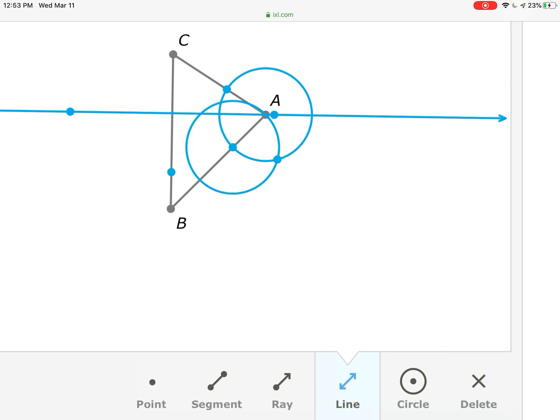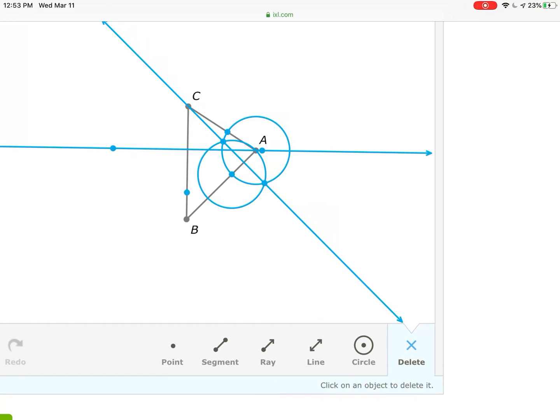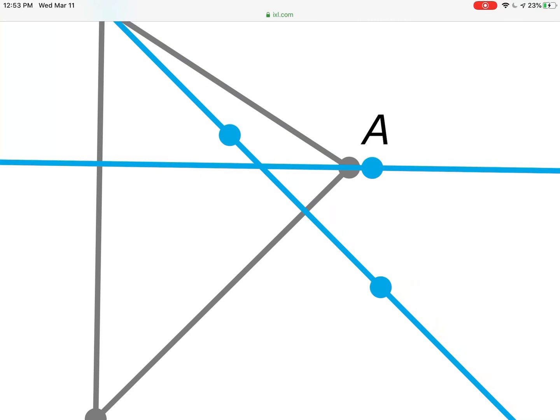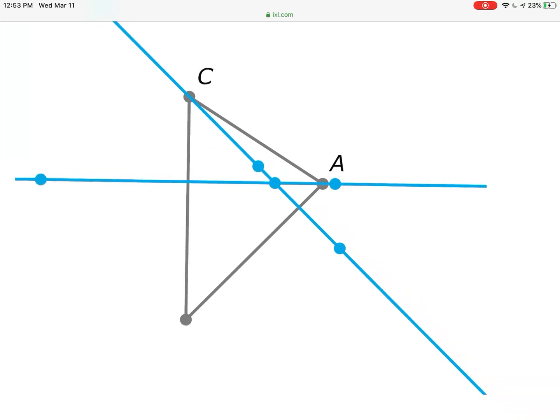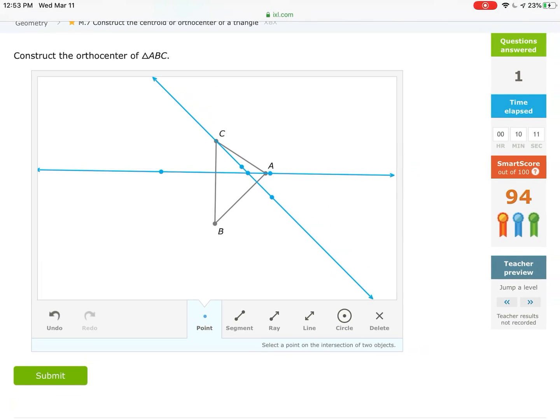Whoops, that's not the one. This one and that one. There we go. Okay, and then let's go ahead and delete everything else. So we're going to delete the 2 circles and some of these dots that we don't need anymore. Okay, so where is the orthocenter? The orthocenter is right there at the intersection of these 2 lines. So we plot a point there, and that's all you have to do to solve this question.